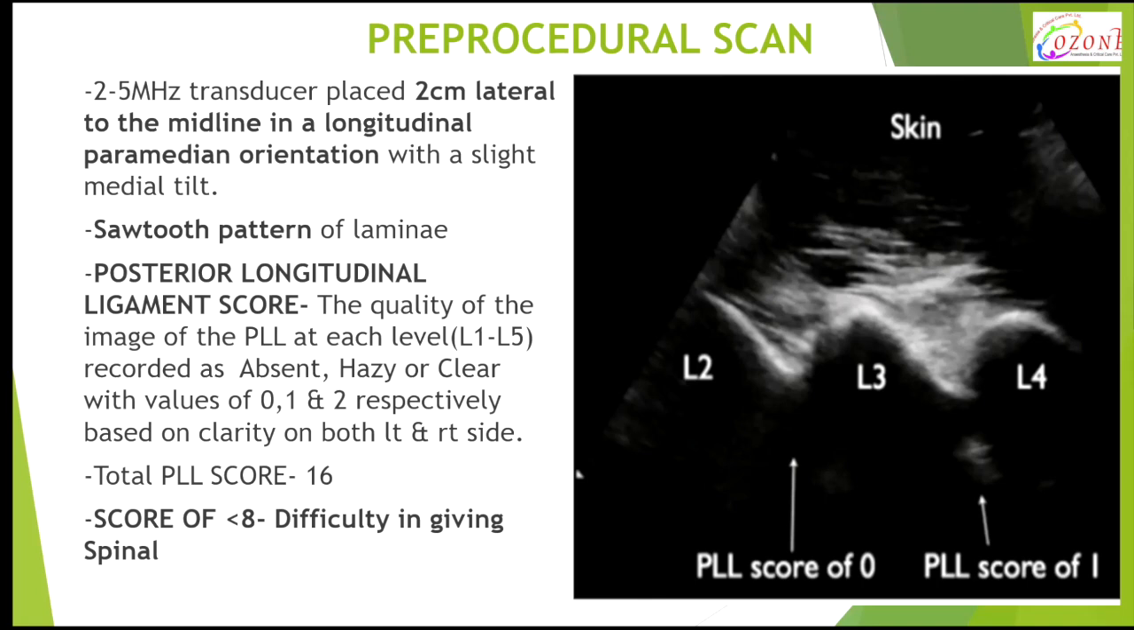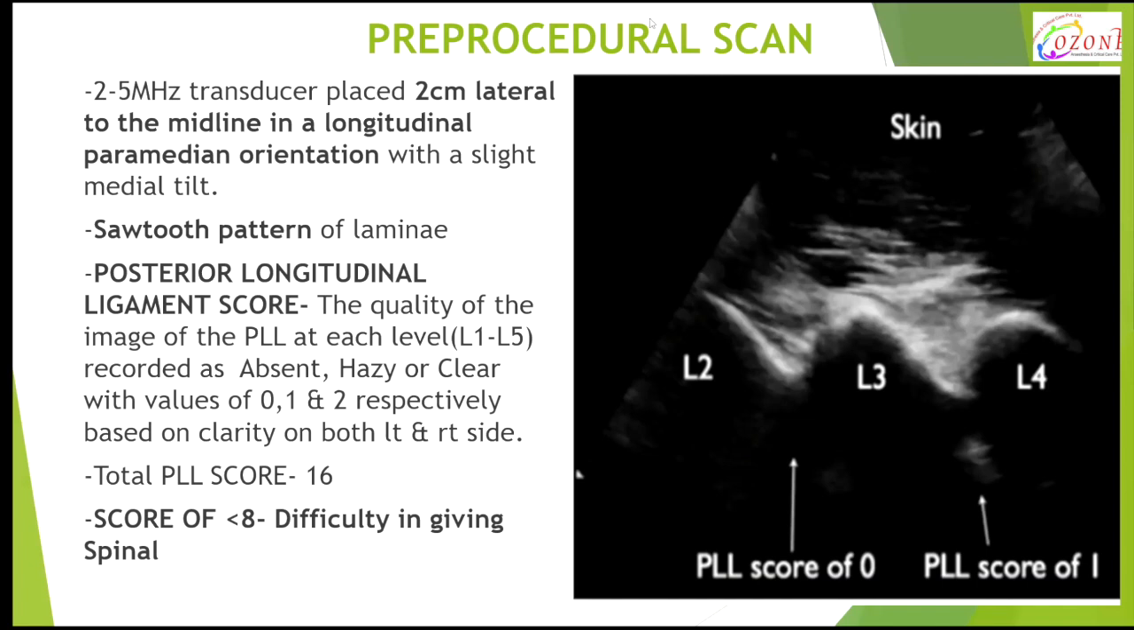So there is one score, that is the posterior longitudinal ligament score. The quality of the image of the posterior longitudinal ligament at each level, that is from L1 to L5, is recorded as absent, hazy or clear with values of 0, 1 and 2 respectively, based on clarity on both left and right side. So on the left side, the total score is 8 from L1 to L5, and on the right side the score is also 8. So the total PLL score is 16.